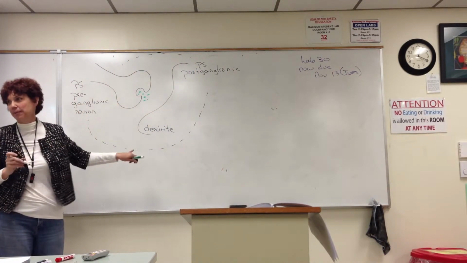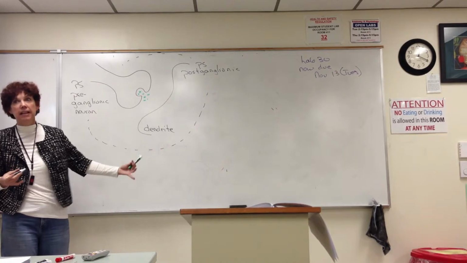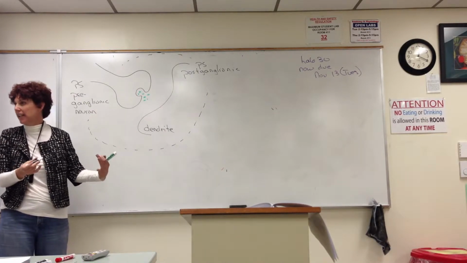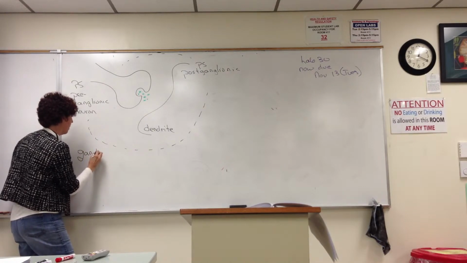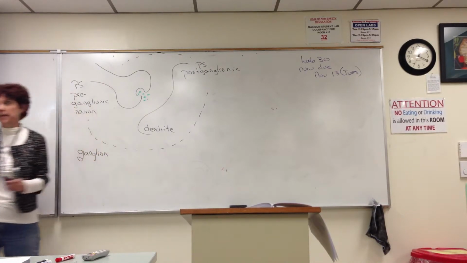Exactly. This would be in the autonomic ganglion. So ciliary ganglion, intramural ganglion, this would be the ganglion. You guys are catching on so fast after a semester of listening to me.